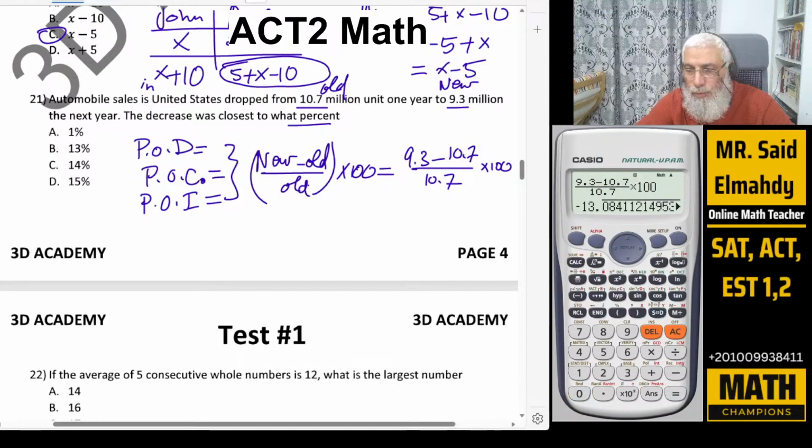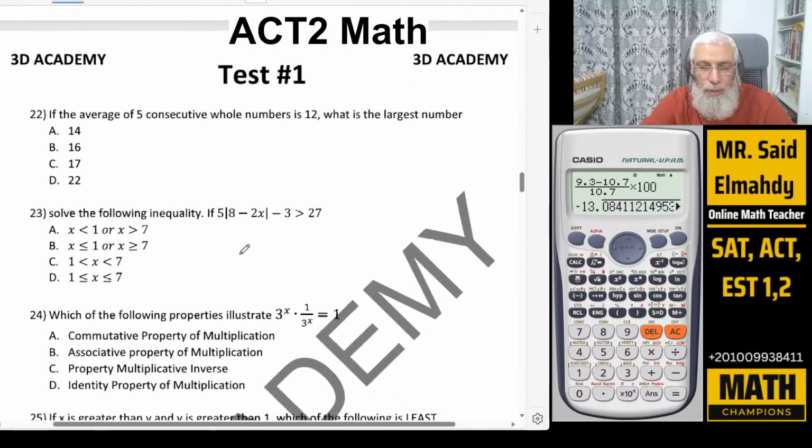This is equal to negative 13.08%, negative 13% approximately. Negative 13%.